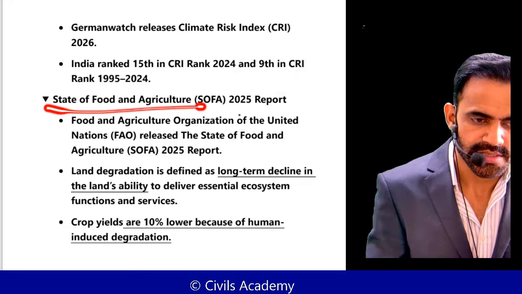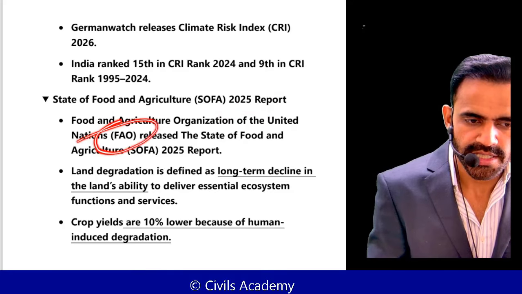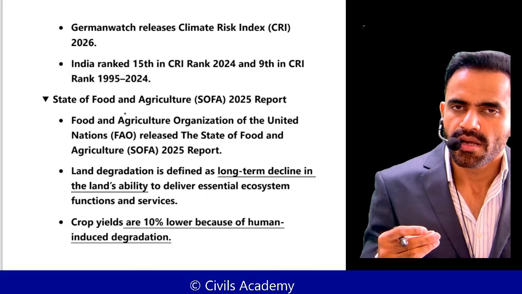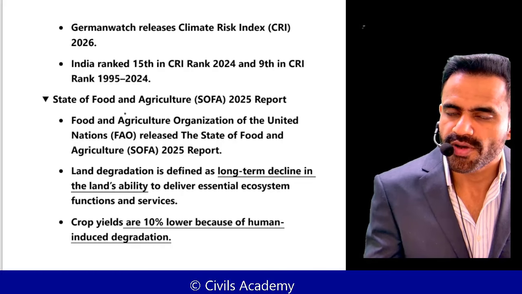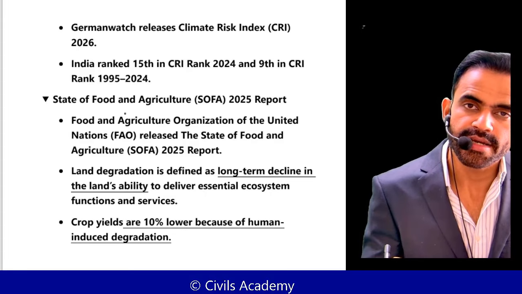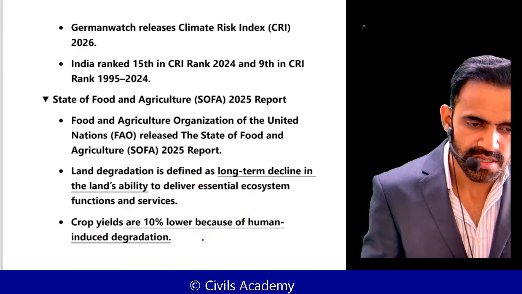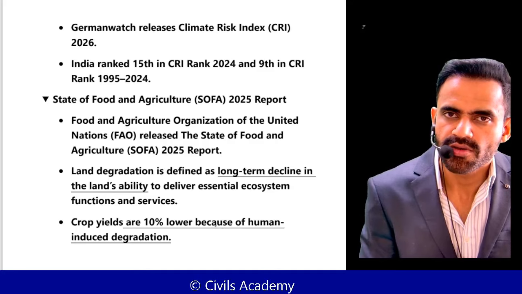Next is the State of Food and Agriculture Report of 2025. This is released by FAO, that is the Food and Agriculture Organization. This talks about land degradation. What is land degradation? In a very simple sense, the ability of land has degraded. Now it will not be able to provide those services which it was providing earlier. For example, productivity will decline. So that is degradation in the quality of land. Because of that, there will be 10% lower productivity or crop yield. Over a period of time, it will adversely impact the food security of the planet.